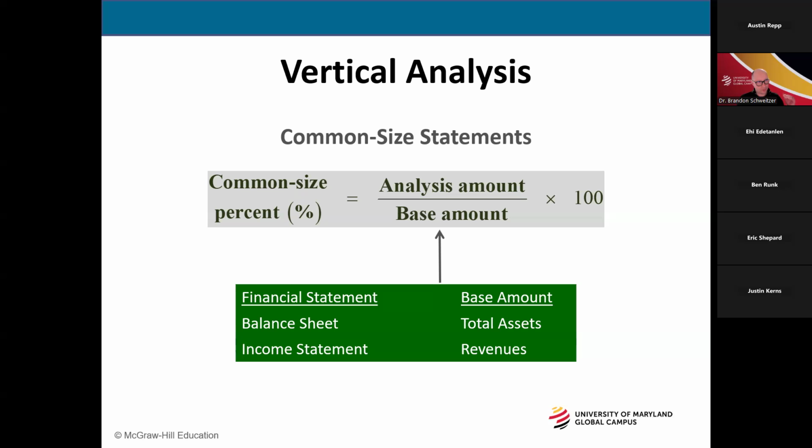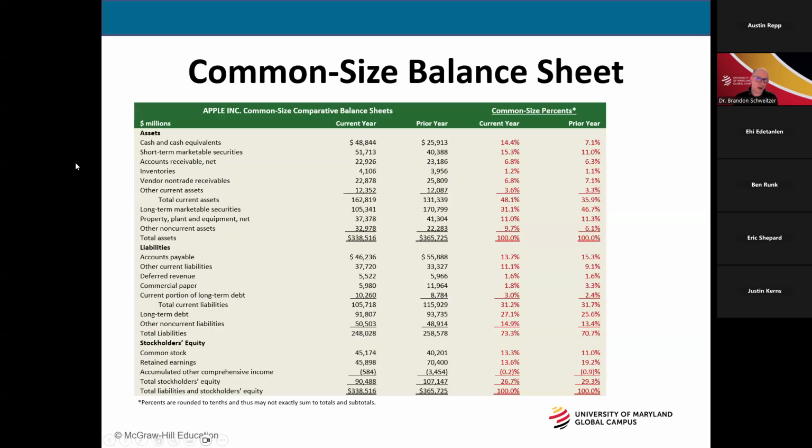So I take whatever it is on my balance sheet divided by total assets, whatever it is on my income statement divided by total revenue. And that expresses everything as a percentage. And so what does that look like on the balance sheet? I express everything as a percentage of total assets. So for example, in the current year, my cash and cash equivalents was 48,844. My total assets was 338,516. So if I take the 48,844 divided by the 338,516, I get 0.144 times 100 is 14.4%.